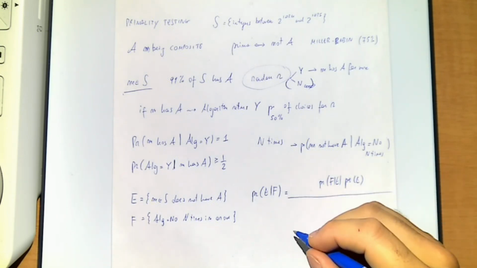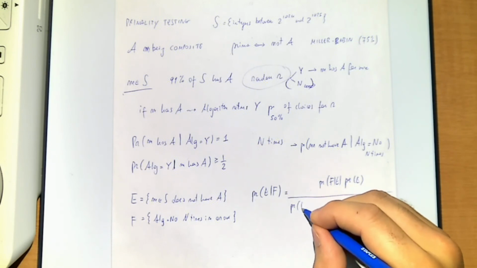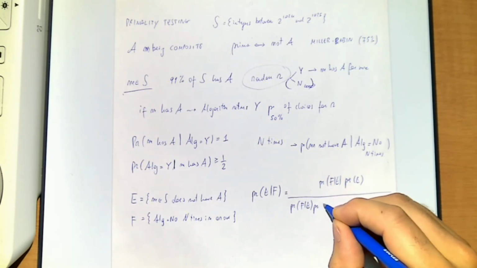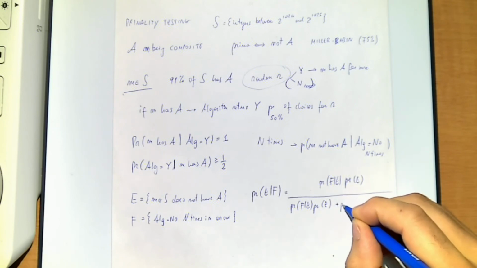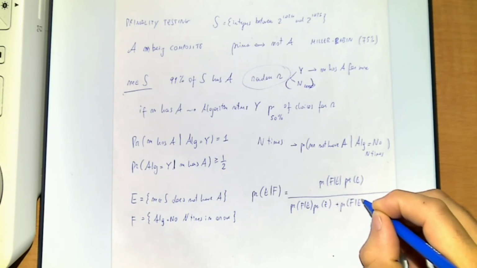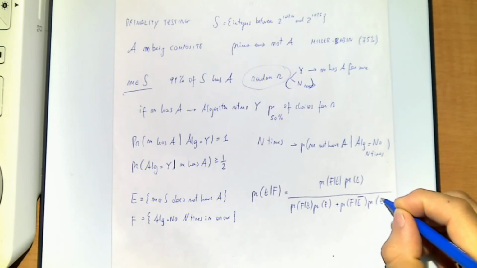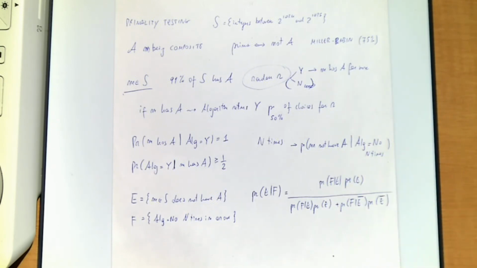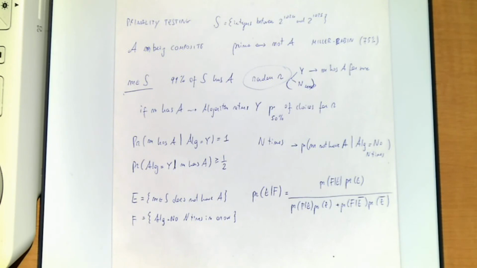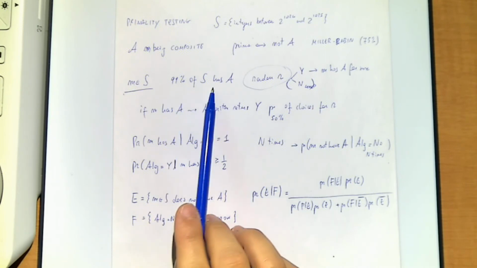And then we divide by the probability of F given E times the probability of E, plus the probability of F given not E times the probability of not E. That's the formula that we saw on the previous page. We replace the probability of F at the bottom with the probability of F given E and the probability of F given not E. And now we can compute all of these pieces individually, because we have all the data. So we count a proportion. We say that, oversimplifying, 99% of S has the property.